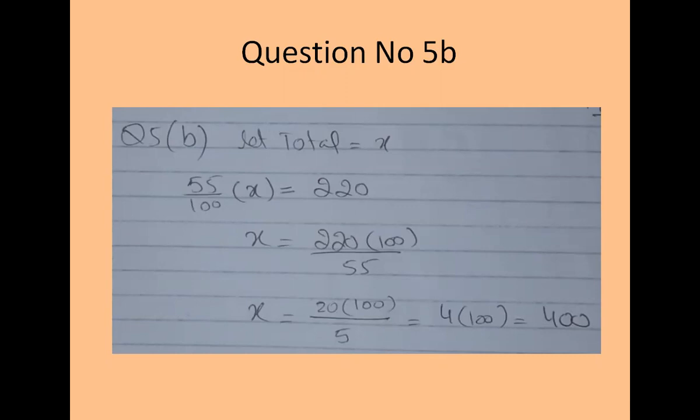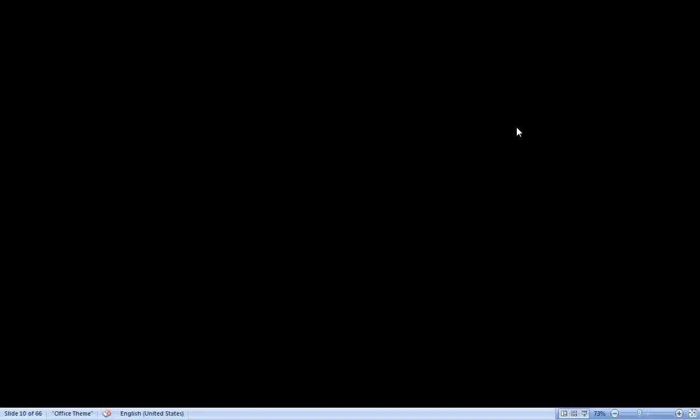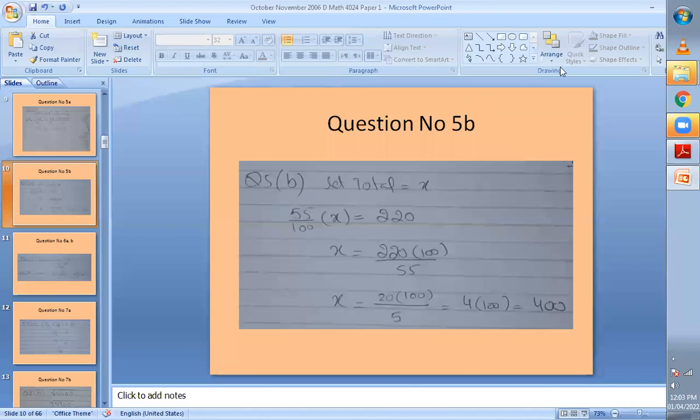And 5 can be cancelled with the 20. So you have 4 into 100. So 4 into 100 will be 400. This is how you get it. So the total votes there are 400. Hopefully you understand.